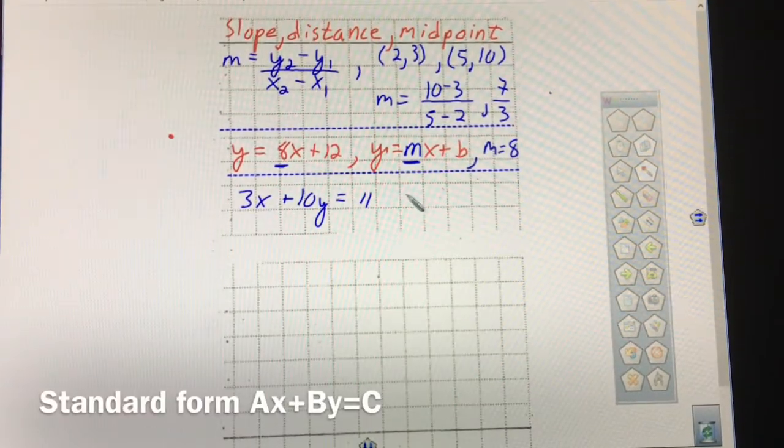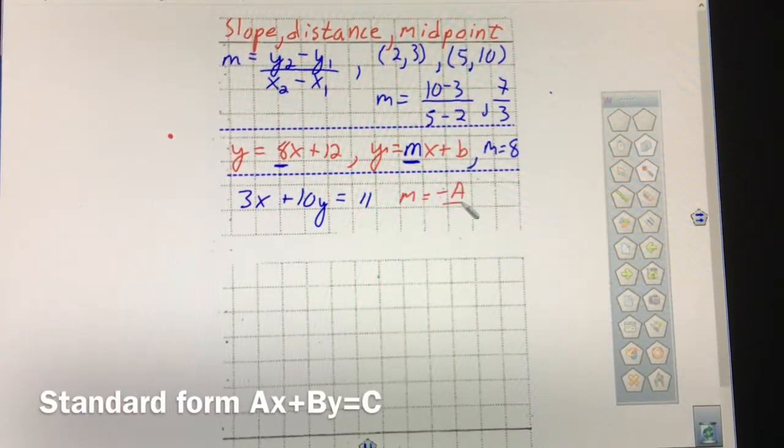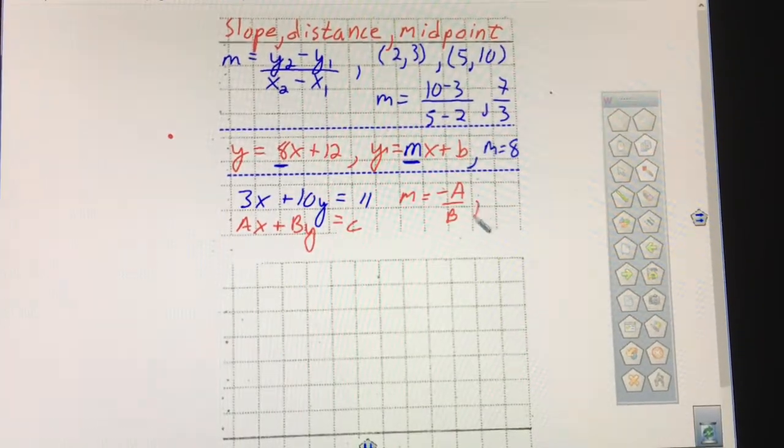The formula, if it's in standard form, is the slope equals negative a over b, or opposite a over b. And that's only if it's in the form of ax plus by equals c. And it jumps out pretty quick. It's going to be negative 3 over 10. Negative 3 over 10. Opposite of a over b.